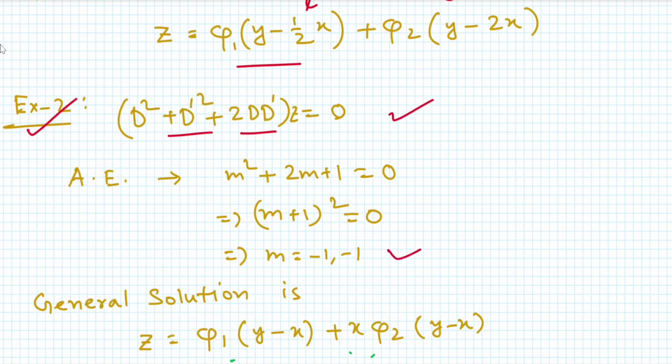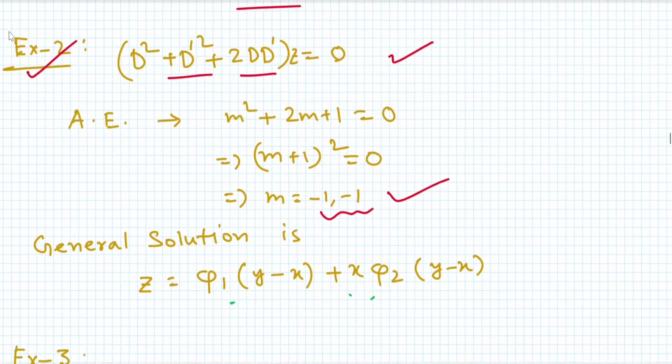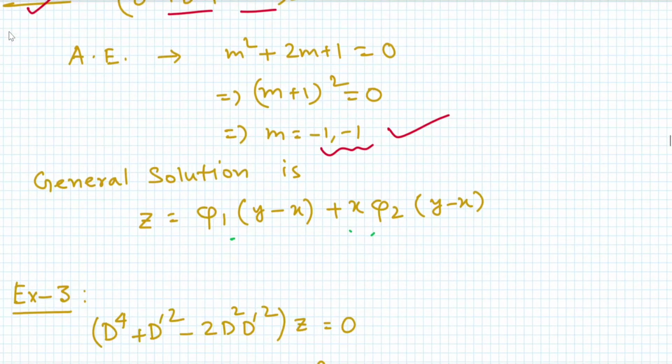And this gives the root -1 which is the w. That means the root -1 is repeated 2 times, that is, this is a root of multiplicity 2. Therefore the general solution is phi 1 (y minus mx) plus x phi 2 (y minus mx), that means m equal to -1, so phi 1 (y minus x) plus x phi 2 (y minus x). This is the solution for the repeated root case.